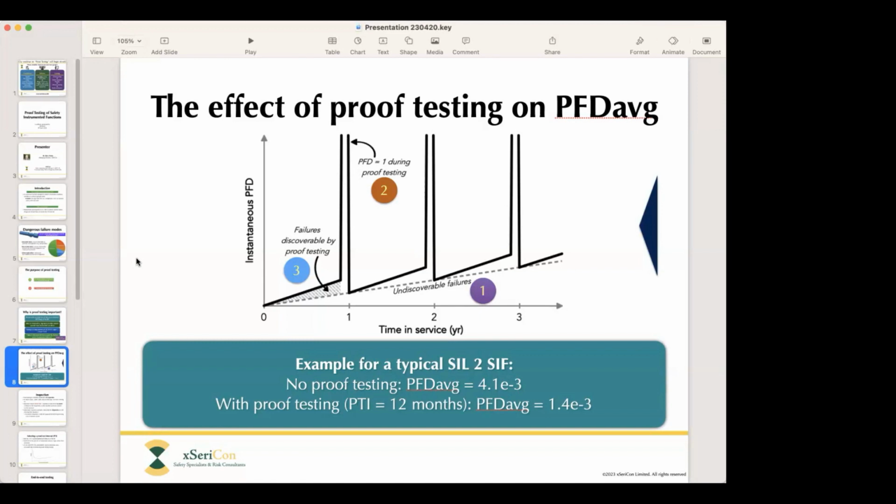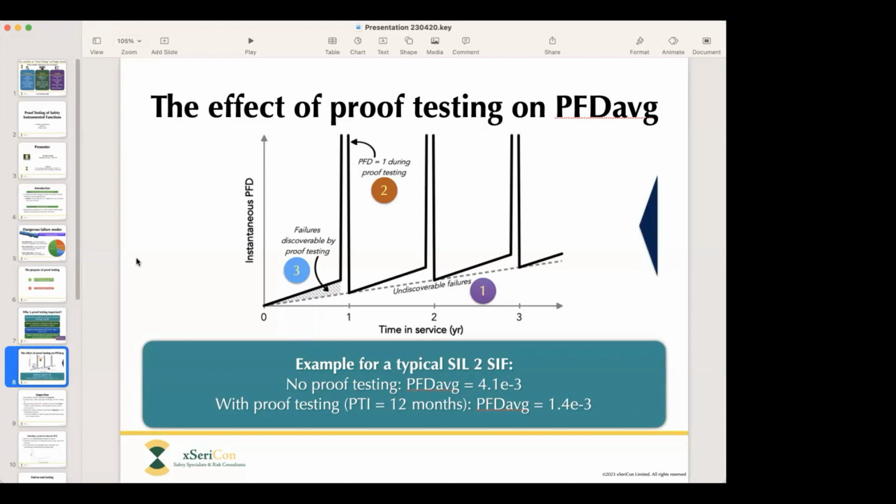So as you can see, over time, as we move from left to right, the probability that those undiscoverable failures have occurred gradually increases over the entire lifetime of the function. There's nothing we can do to get rid of those unless we actually refurbish or replace the equipment. So that is an underlying, gradually creeping up baseline of probability of failure. And the proof testing can do nothing about that.